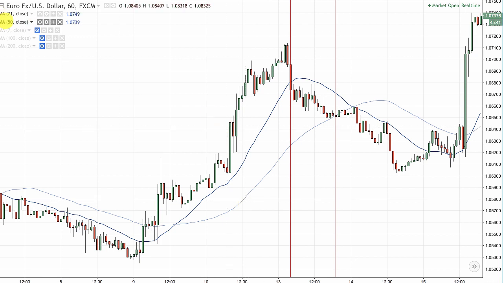And so I think the 20 and the 50 are good moving averages. In my own trading, I use the 20 because it's a good compromise between the very short-term and the longer-term moving average.